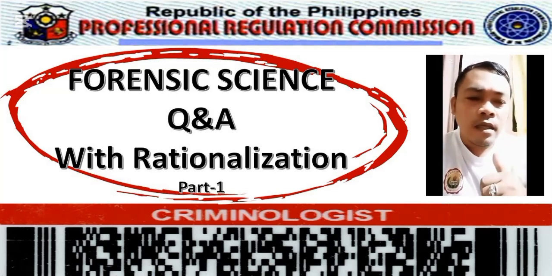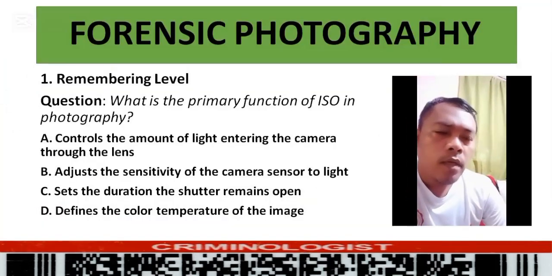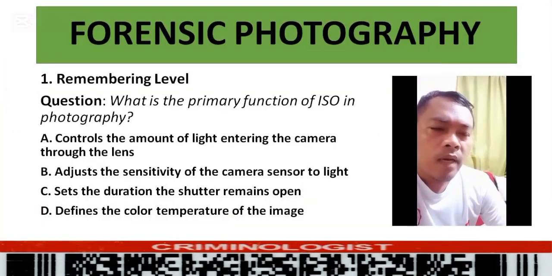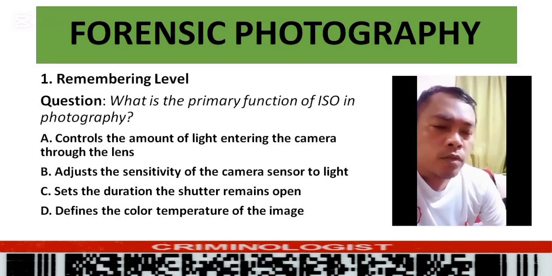Let's get started. So here are sample questions and detailed discussion for its options. Here we are. So for number 1, remembering level, the question is, what is the primary function of ISO in photography? So there are 4 options.